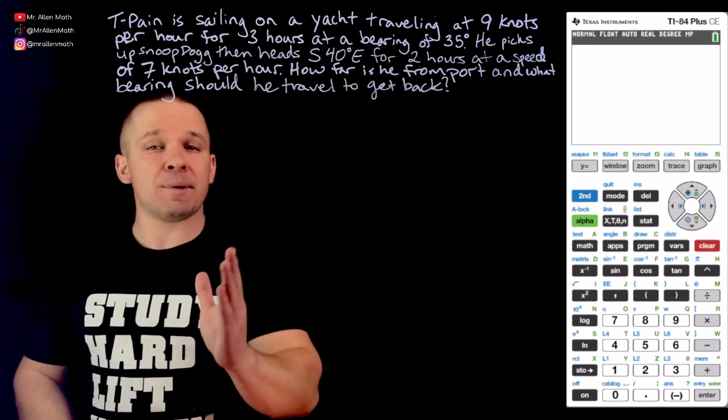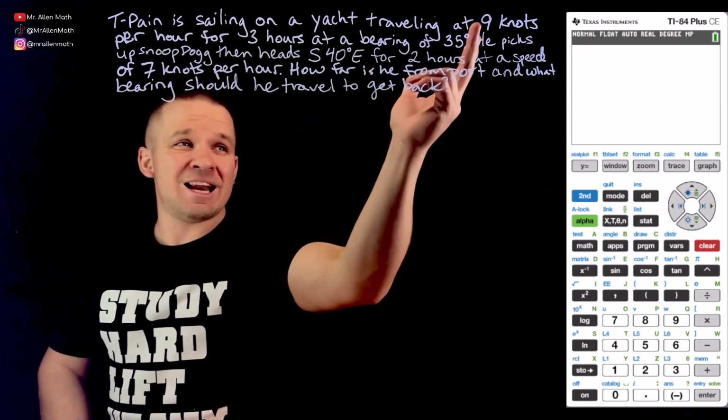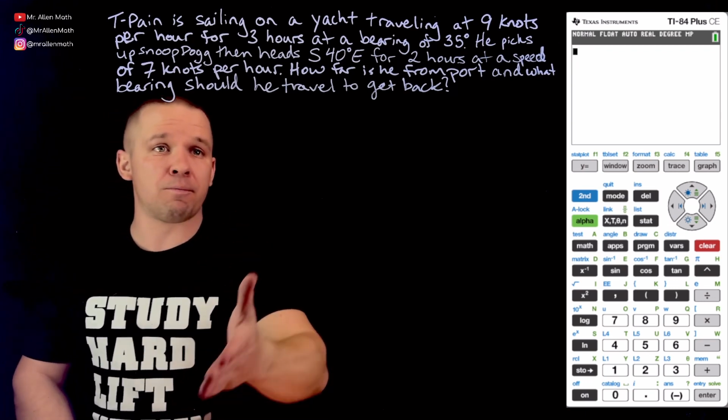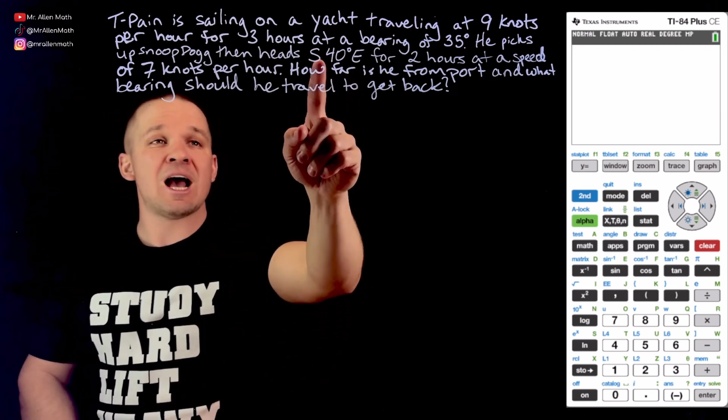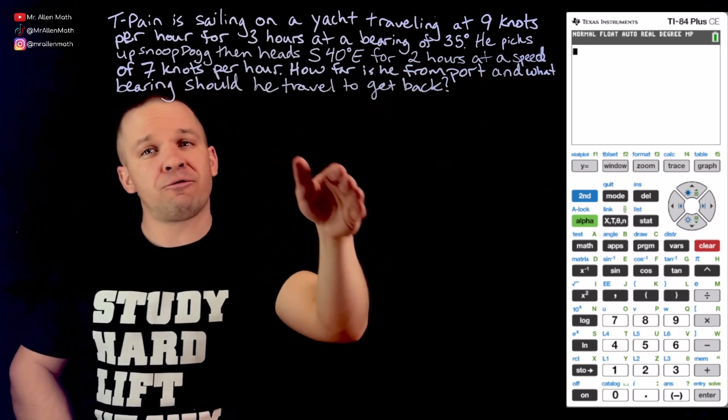So if he's starting by going 35-degree bearing, that's 35 degrees off of north. 9 knots for 3 hours, that's 27 nautical miles. So he's going north for 27 nautical miles. And then we're going south 40 degrees east, but for only 2 hours at 7 knots, so only 14 nautical miles.